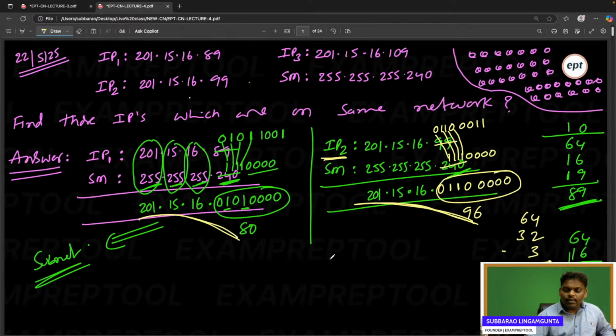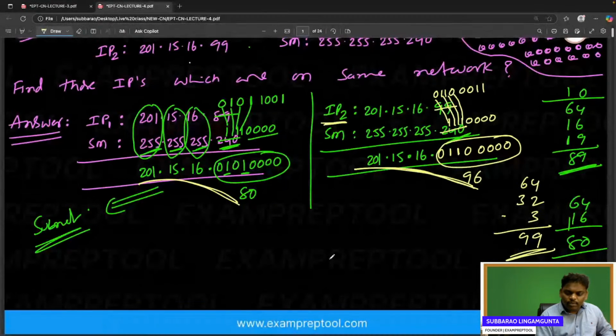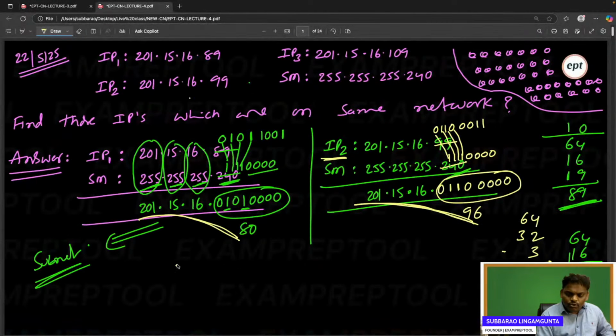Now let's go to the third IP also. Please be careful. Please be careful, it's very, very interesting. 201, the third IP I am writing.